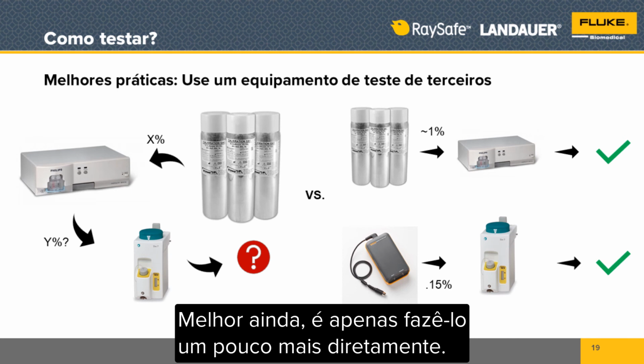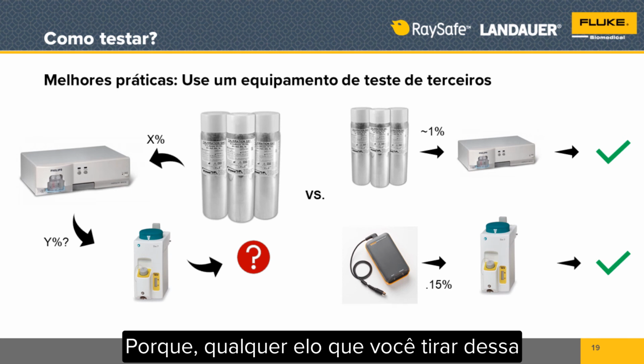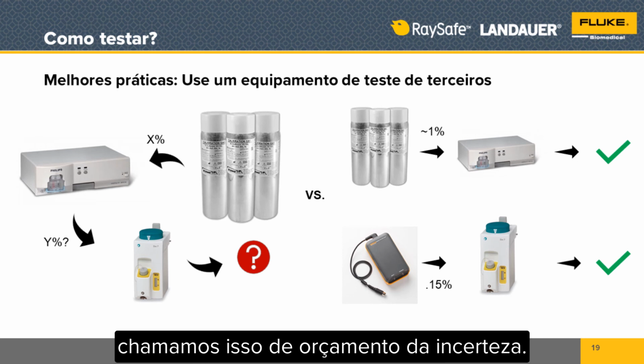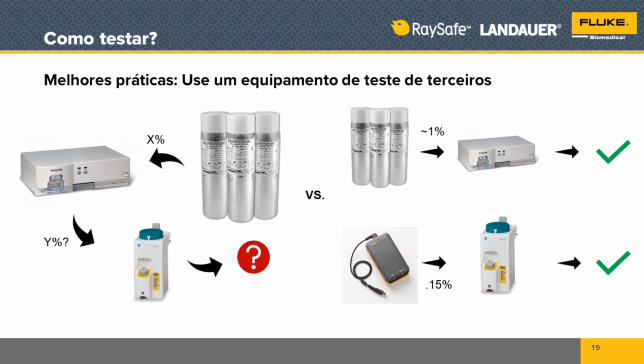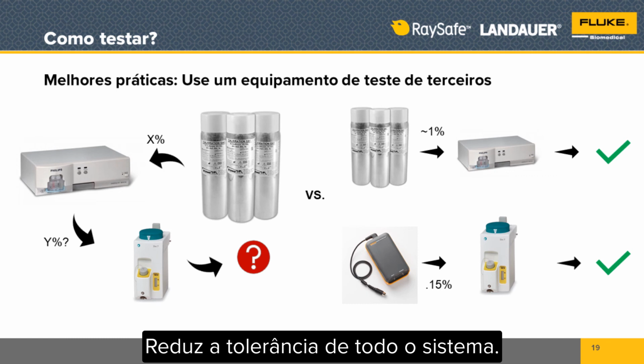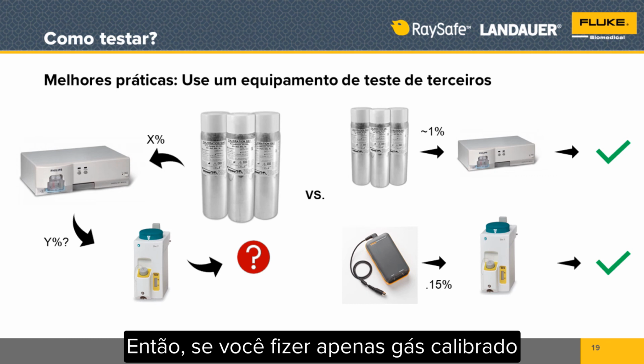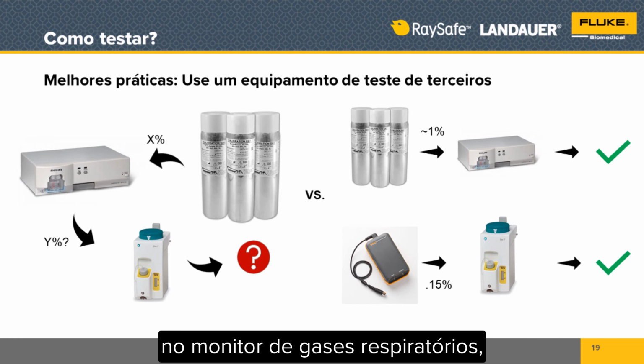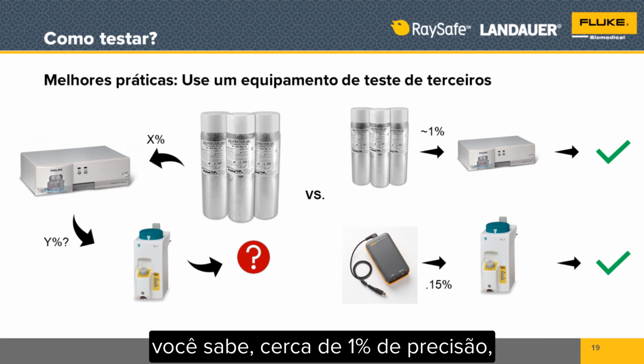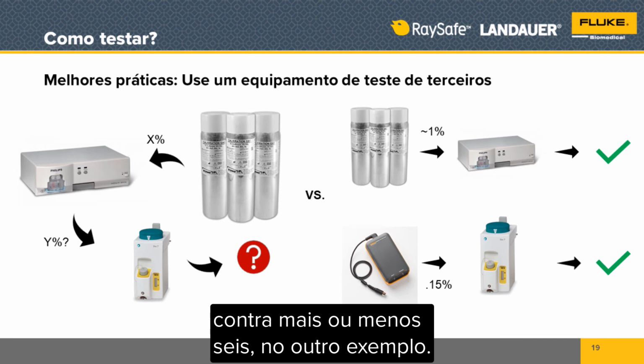And a better way is just to do it a bit more directly, because any link you take out of this kind of uncertainty chain, we call it an uncertainty budget here, reduces the tolerance of the entire system. So if you just do calibrated gas on the respiratory gas monitor, you have about 1% inaccuracy versus plus or minus 6% in the other example.